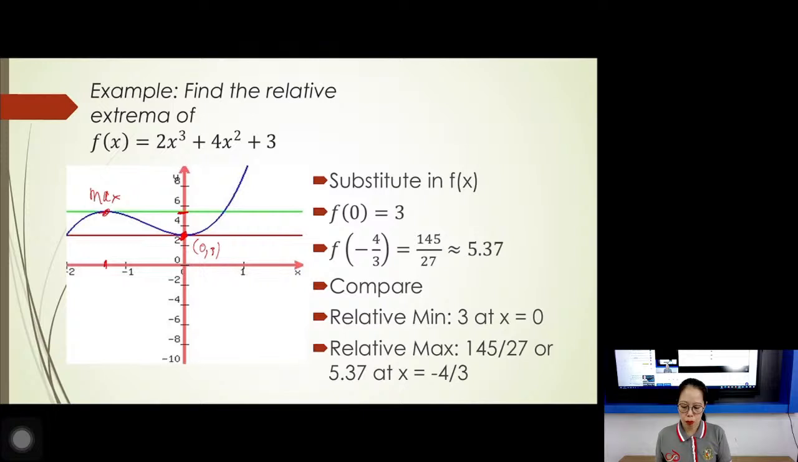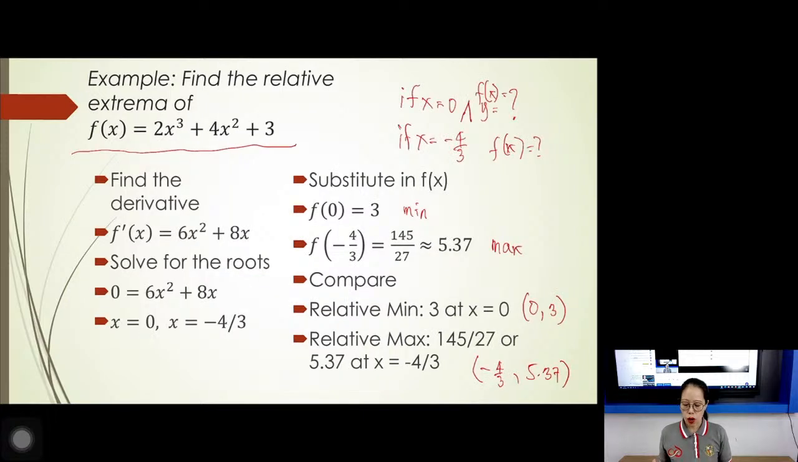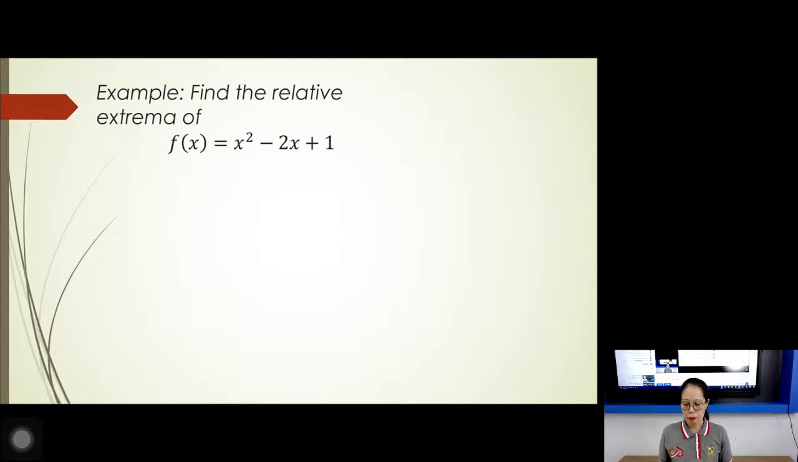Okay, so let's go back to the steps. What is step number 1? Step number 1, you have to find the derivative. Step number 2, solve for the roots. After solving for the roots, step number 3, you're going to substitute in our function. And then step number 4, you're going to compare to find out which one is minimum and which one is maximum. And that's it.